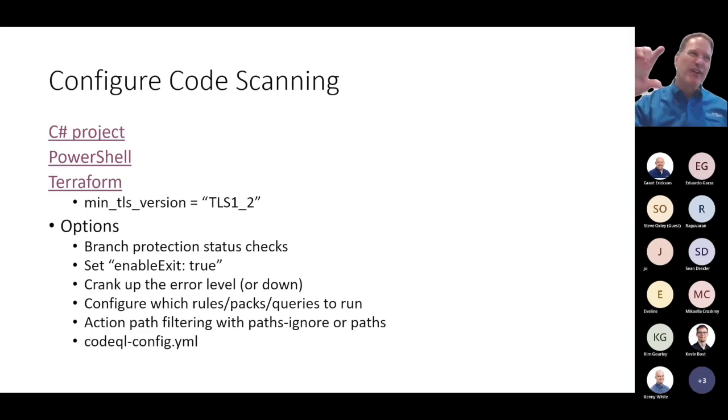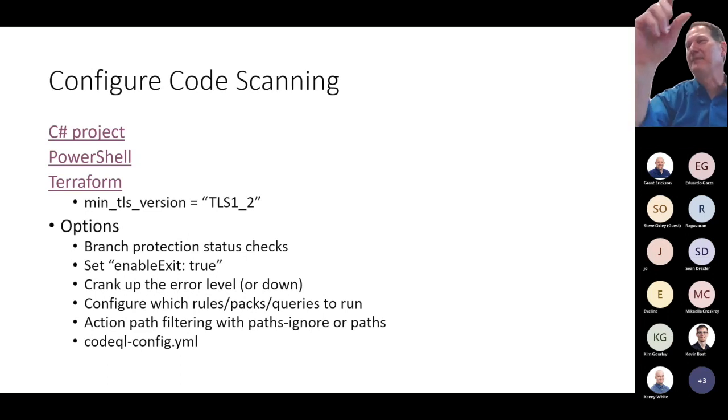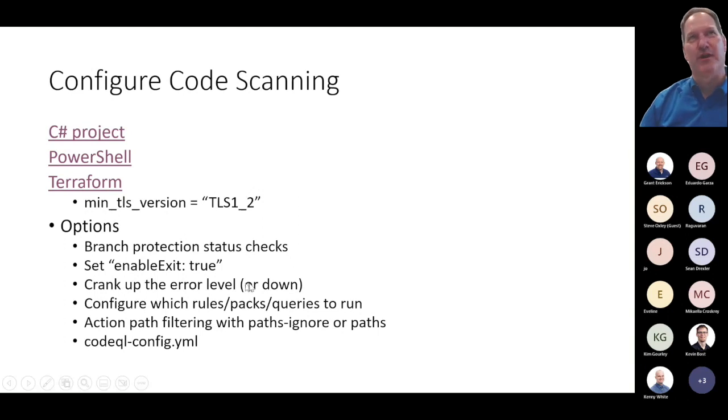You might want to set the error level a little lower to get started and just take things a little bit at a time, to get yourself up to the point where you can say, fail this when I'm at warnings. Again, we talked about this. You can configure rules, paths.